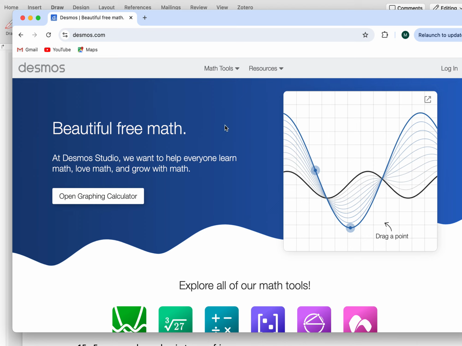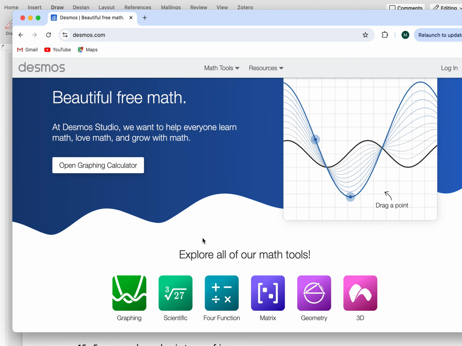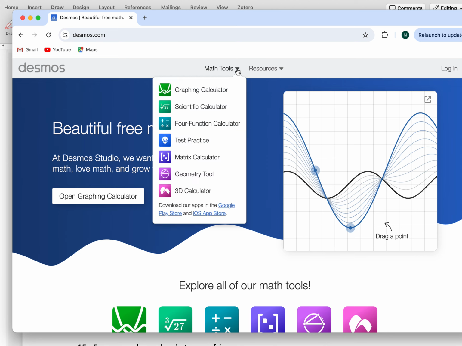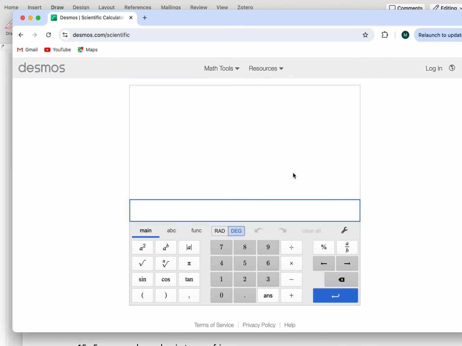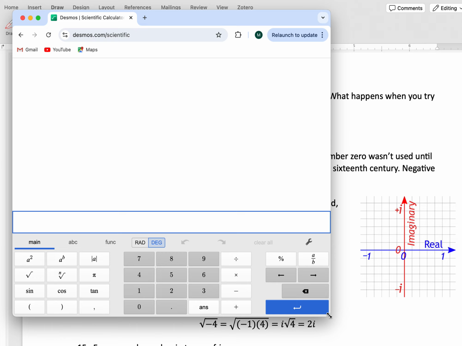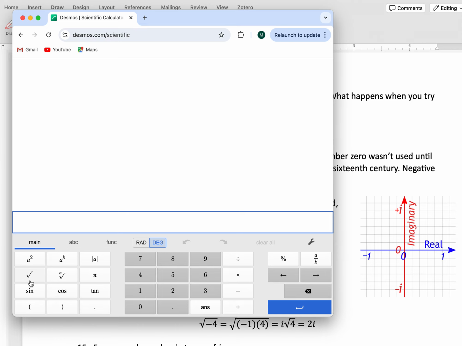The Desmos graphing calculator is found here. There's also a scientific calculator at desmos.com. You can select it in this area here or click on Math Tools. And this is what the scientific calculator looks like. So if I want to calculate square root of -4, what happens?